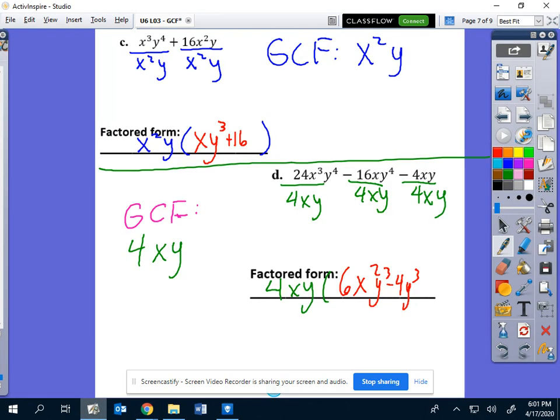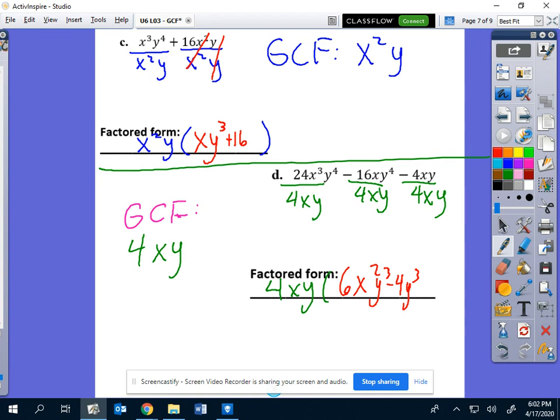All right, so I've left off the very end here, but on that third question, question C, your GCF should have been x squared and y. They didn't have any numbers in common, but x squared and y. So you divide that out. You're left with the x squared y in the front, and then you're left with x y cubed and then just 16, because the x squared y cancel each other out.